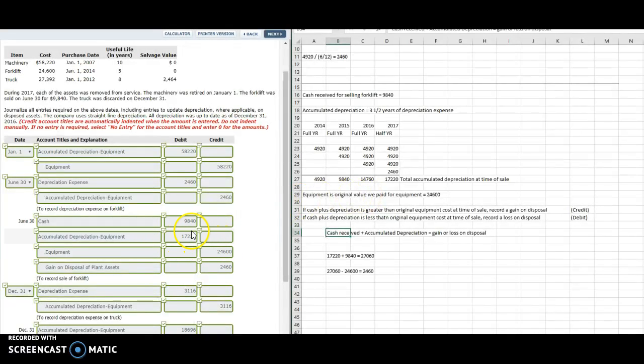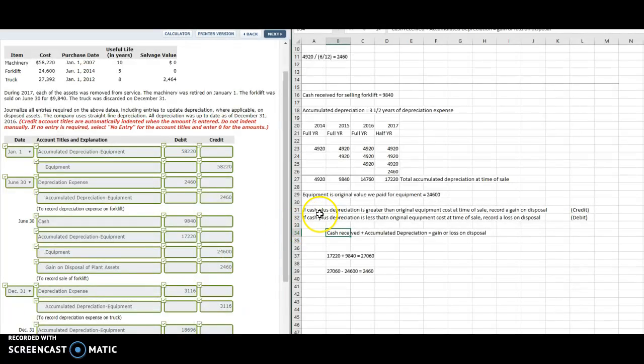So that's where we would get this $17,220, is that's 3.5 years of accumulated depreciation on the forklift. And then for our equipment, we would record a credit of $24,600. Again, remember, as a credit, we're depreciating or decreasing the value of an asset category. So we're decreasing our equipment assets by $24,600, and then we're asked to determine if we received a gain or a loss on disposal of plant assets.